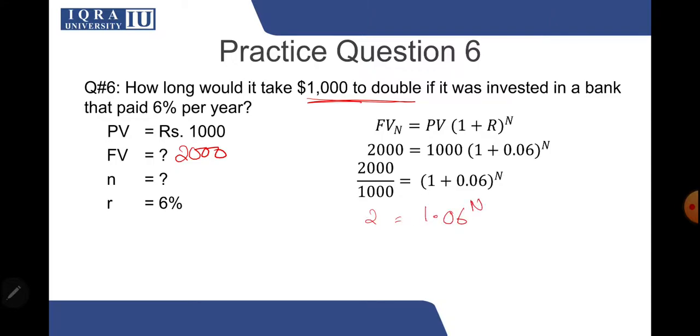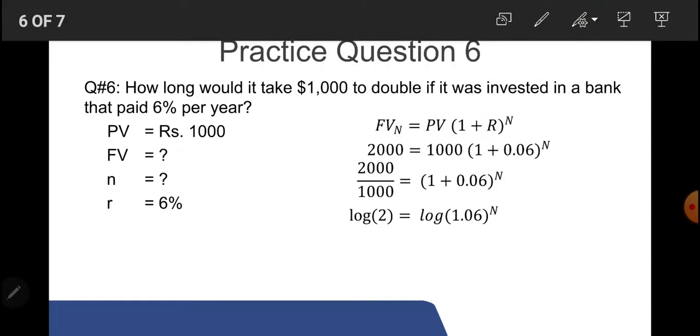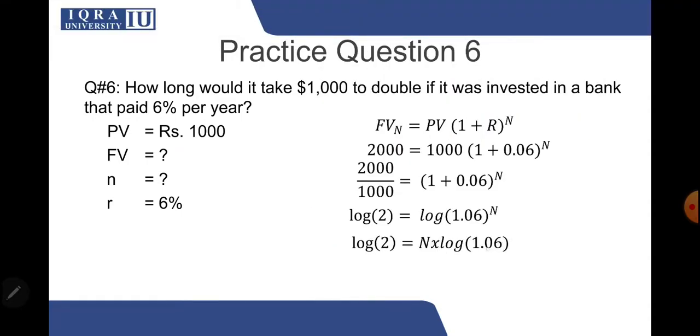Again, what you need to do is bring down this n from the power. So for that, you're going to take log on both sides. So that is what's going to happen now. Now you can bring down the power. So n is multiplying by this log now. Because it's multiplying, you can shift this log 1.06 to the other side. Log 2 divided by log 1.06. If you solve this, your answer is coming 11.89 years. So the number of years is 11.89.